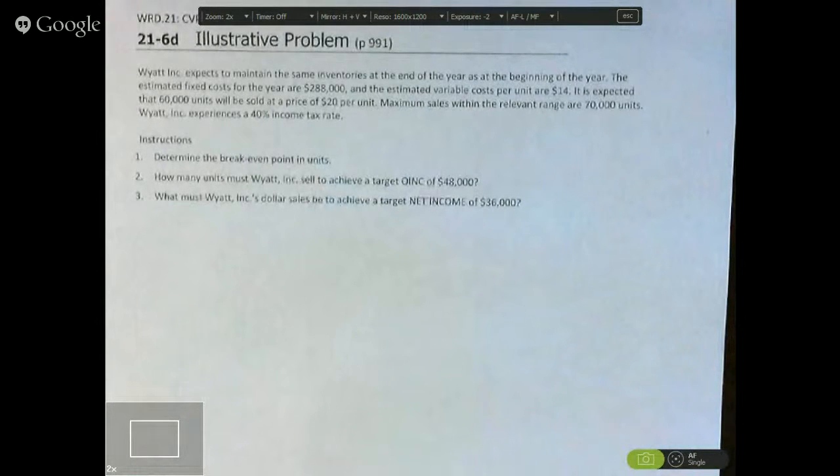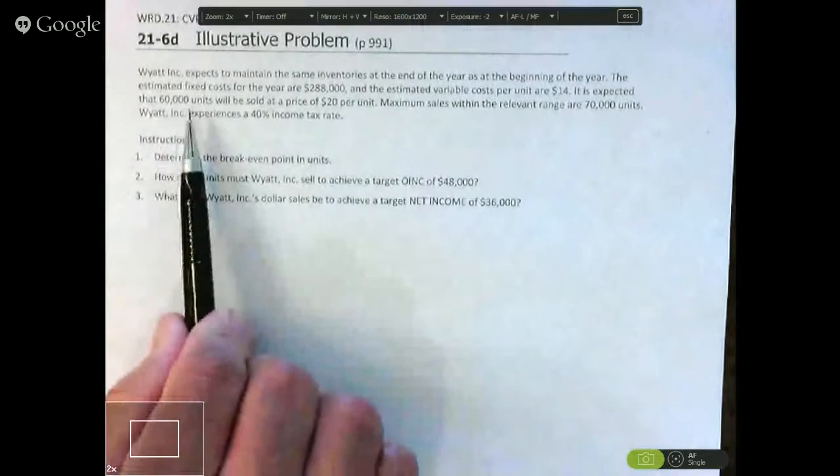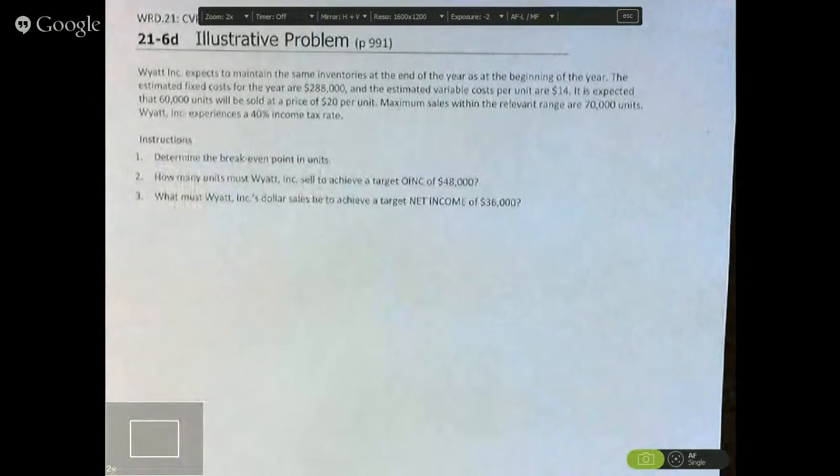It is expected that 60,000 units will be sold at a price of $20 a unit, and the Wyatt Company in its relevant range, where all these cost volume profit relationships hold constant, is at most 70,000 units. If the company goes above 70,000 units, it's going to run into a different layer of costs for the factory to handle this higher volume. So we are going to work within the relevant range to 70,000.